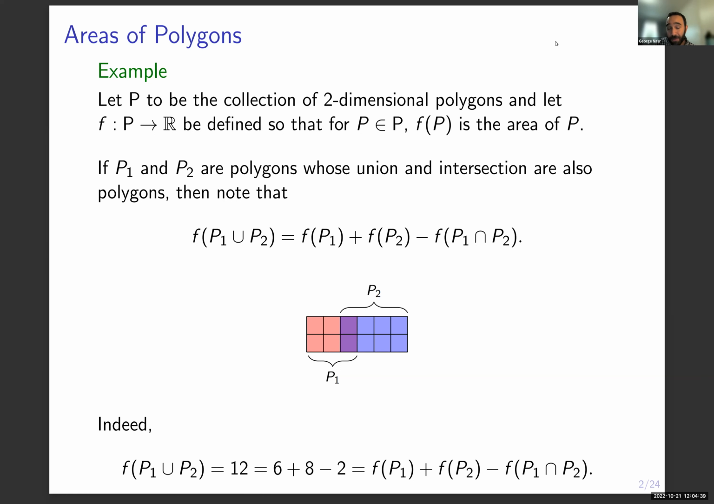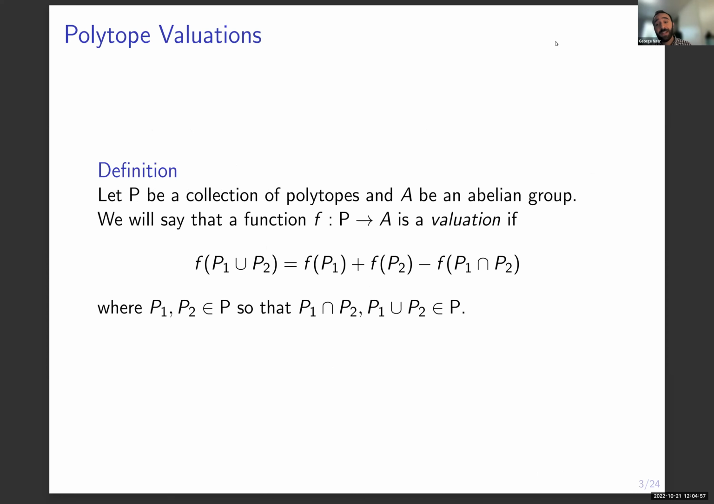So this function f has this really nice property that it decomposes this way over polygons. And this is a property that I'm actually interested in generalizing. So let's go ahead and generalize things. Instead of talking about polygons, I'll talk about polytopes. Instead of the real numbers, I'll just use some abelian group. And now this function f will be called a valuation if it satisfies that same property from the prior page, given that the union and the intersection of the polytopes are, in fact, polytopes. So this is what I mean when I talk about a valuation, and the area function on polygons is just one example of a valuation on polytopes.